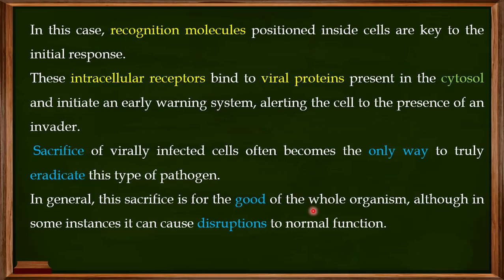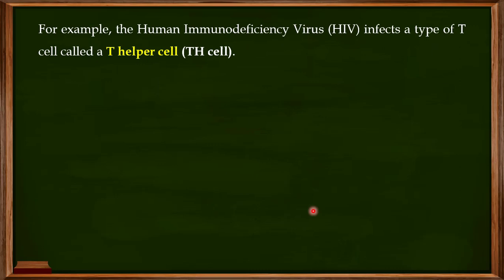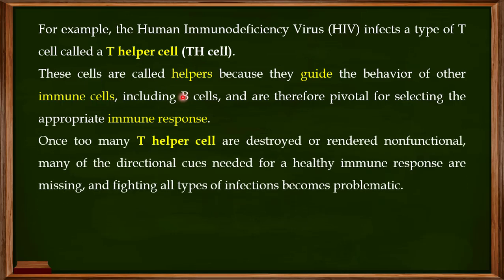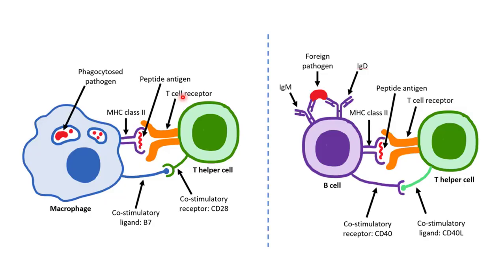Although in some cases, it can cause disruption to normal function. I'll give you the example of HIV, where the number of a particular type of T cells, known as helper T cells, decreases. These helper cells are very important in guiding the behavior of the other immune cells, including the B cells. But that is one of the common strategies used for intracellular pathogens.